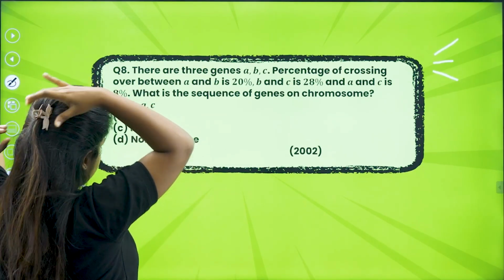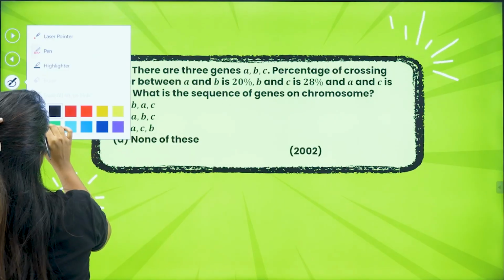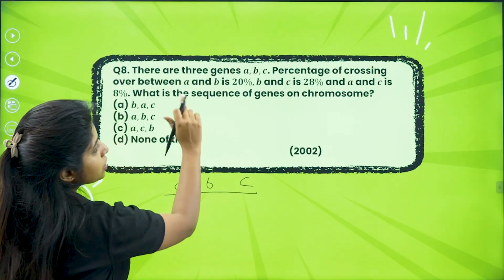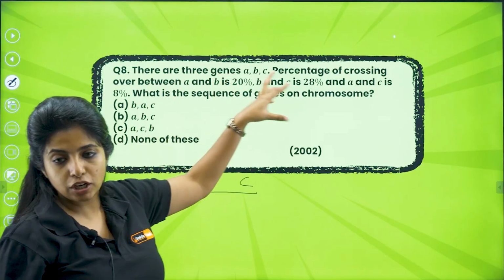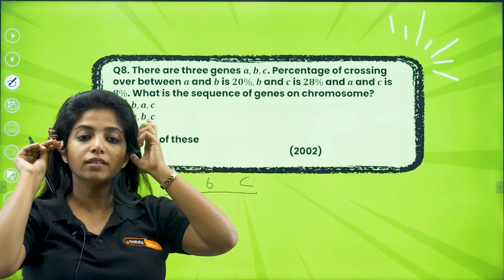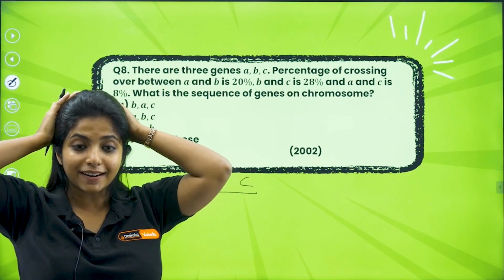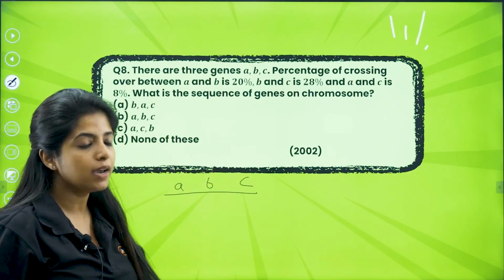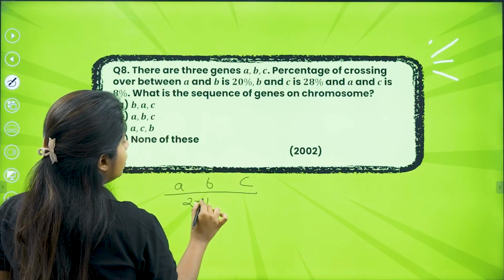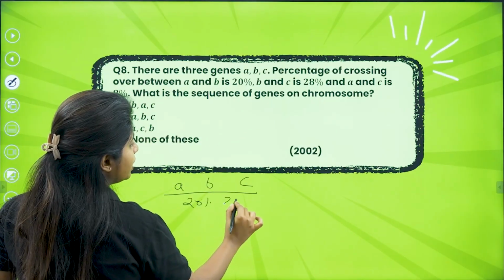Let's begin. They have mentioned 3 genes. What are those 3 genes? A, B and C. And they have given us the crossing over percentage of each of them. And they are asking what is the sequence of the genes on the chromosome, in what sequence these genes are arranged on the chromosome. That is the question. So my dear children, between A and B it is 20%. Between B and C it is 28%.